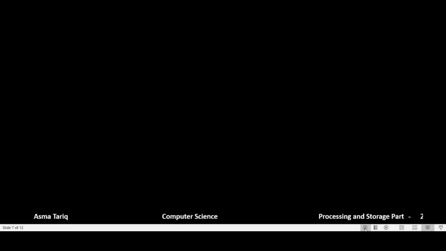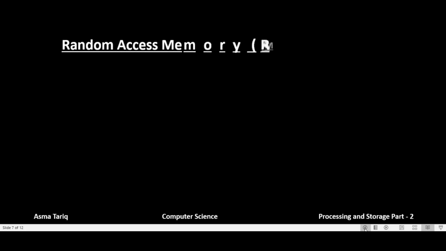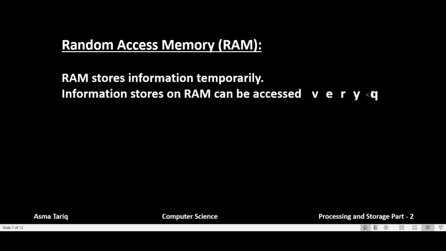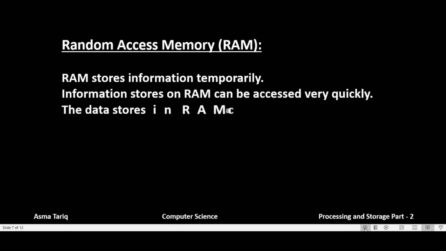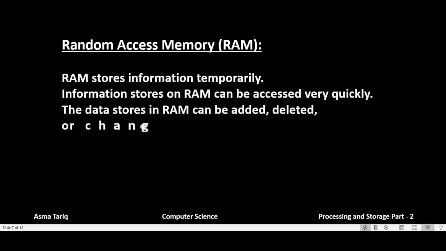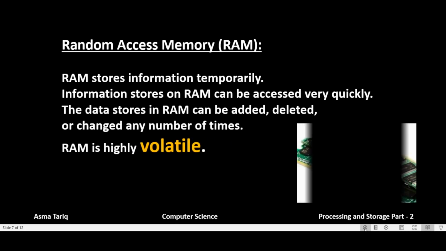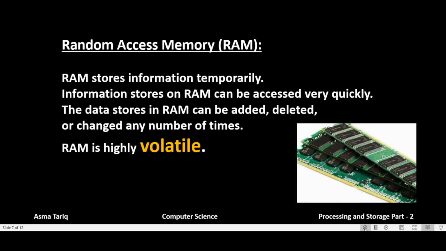RAM, Random Access Memory. RAM stores information temporarily. Information on RAM can be accessed very quickly. It can be added, changed, or deleted any number of times. RAM is highly volatile. As soon as power to the system is lost, information in RAM is deleted. For example, if you were writing a story on a computer, it would hold your words in its RAM until you were ready to print out your story. It is important to save your work from time to time.